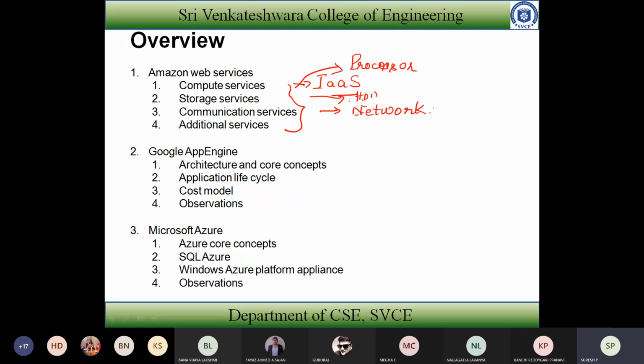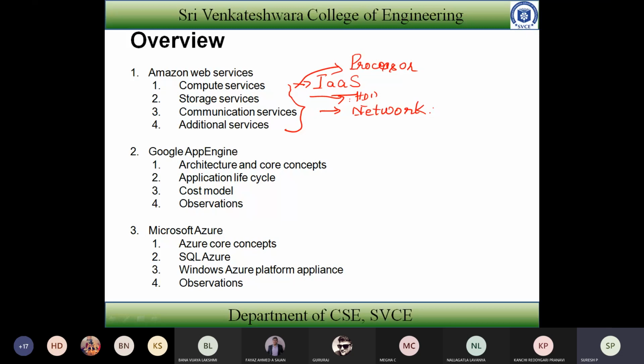Basically Amazon is going to provide different types of services. Next is Google App Engine. In the Google App Engine, what are the different architecture and core concepts involved, and what is the life cycle of the application. Depending upon the life cycle, what will be the cost model of the application which you are going to deploy, and we are going to discuss the observations in this topic. Okay, so the third is Microsoft Azure.